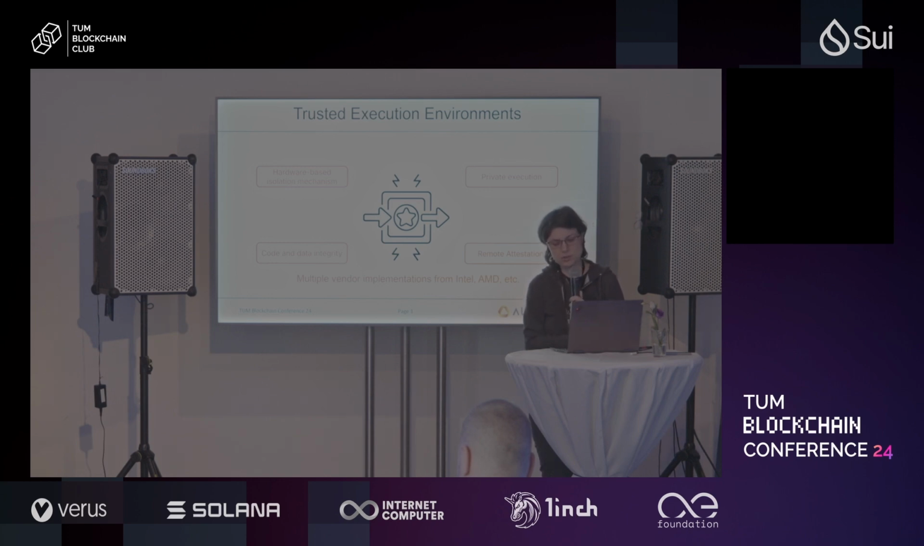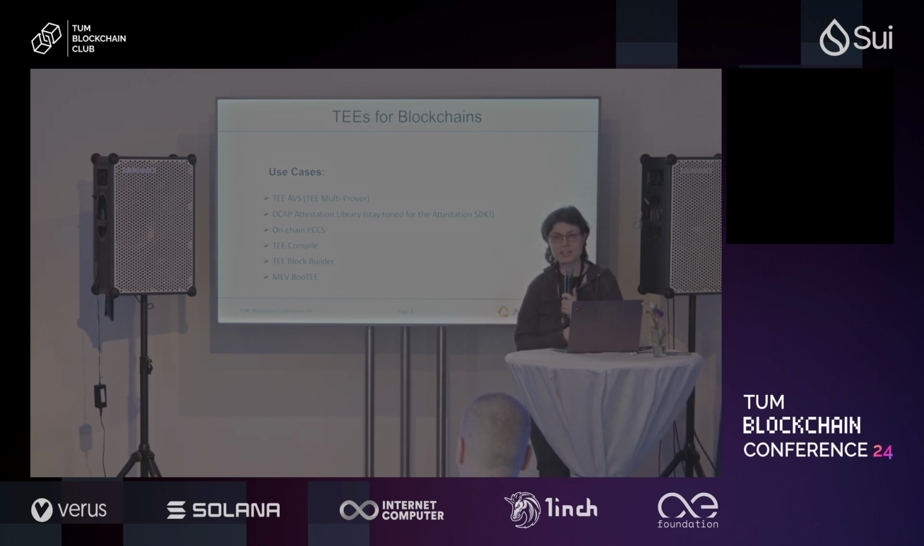Besides that, in association with TEs, we have remote attestation, which allows an enclave to prove its authenticity to a third party. Okay, so at Automata, we use these for a number of use cases. We try to make it easier for people to deploy TE applications for blockchains, and we have a TE AVS that brings crypto-economic security to the TE. And one application of that is the multi-prover. We do open source attestation libraries.